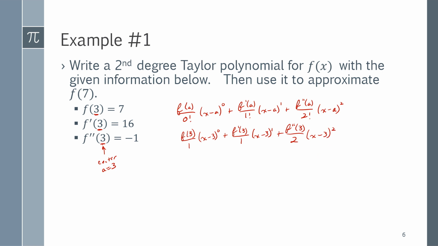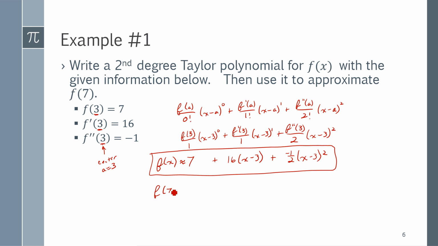Then from the information they tell me, f of 3 is 7. But then anything to the 0 power is just 1. And then my plus sign. f prime of 3 is 16, and then x minus 3 to the first. And f double prime of 3 is negative 1, and x minus 3 squared. And this will estimate my function for me. So there is my Taylor polynomial.